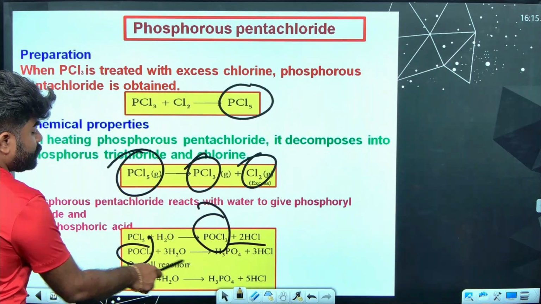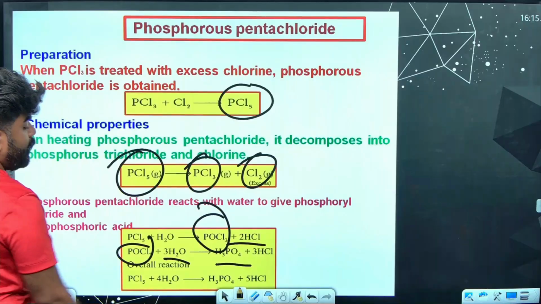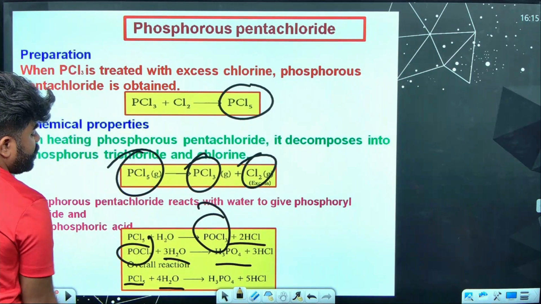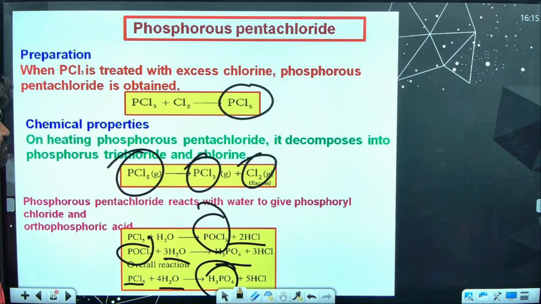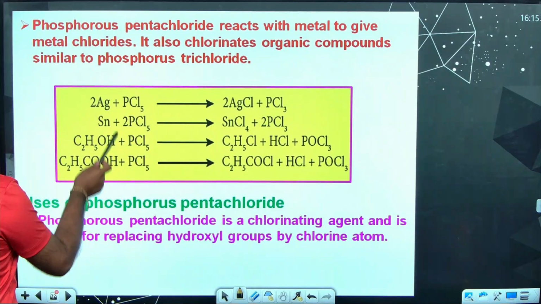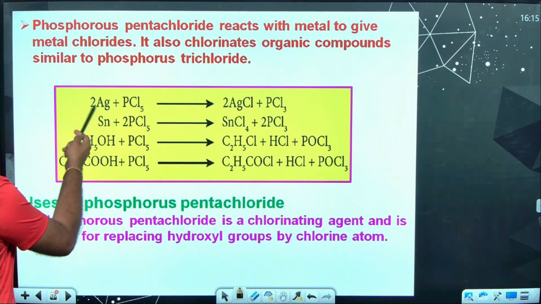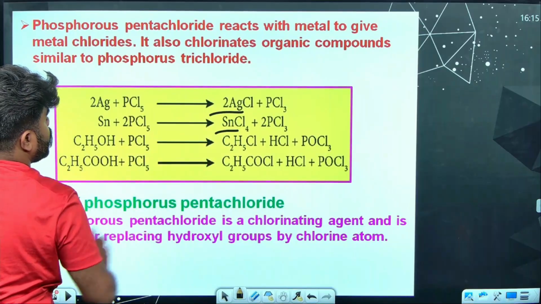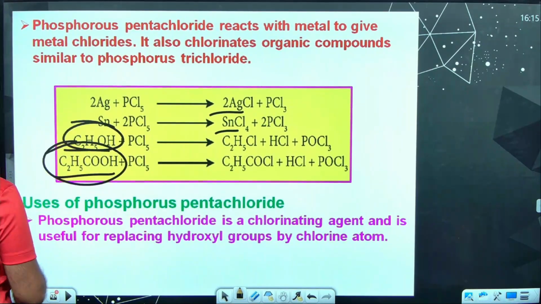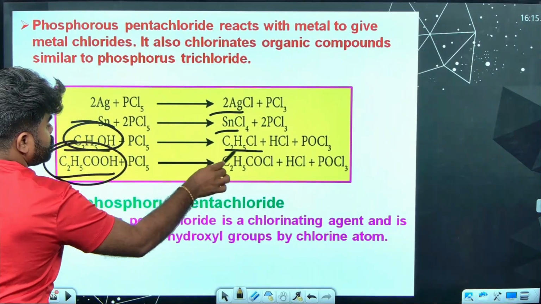And when we hydrolyze the phosphoryl chloride again, we get H3PO4, that is orthophosphoric acid, and elimination of HCl. So basically, when we hydrolyze PCl5, what do we get? We get orthophosphoric acid along with HCl. Then we see how phosphorus pentachloride reacts with metals. It reacts with metals to give metal chlorides. Not only with metals, even with organic molecules like ethanol and propanoic acid, it reacts to form its chlorides.